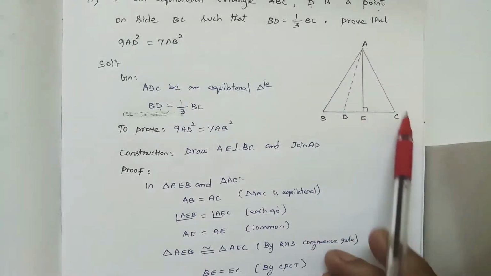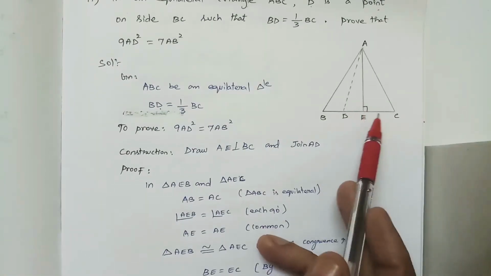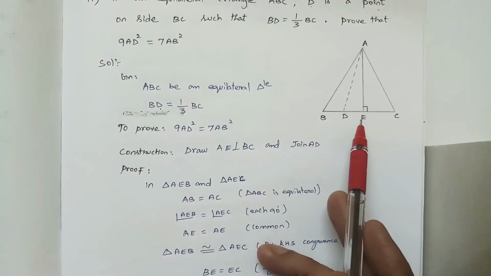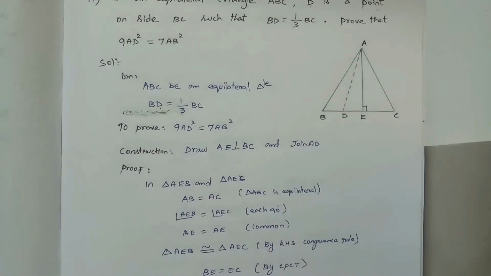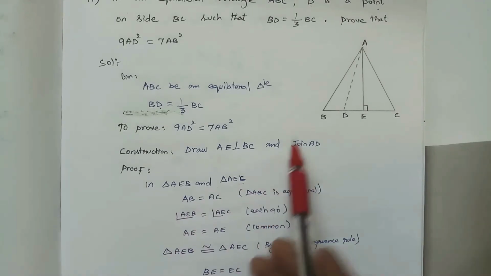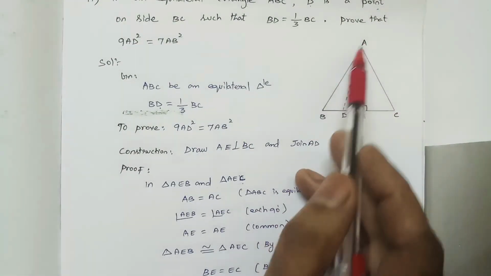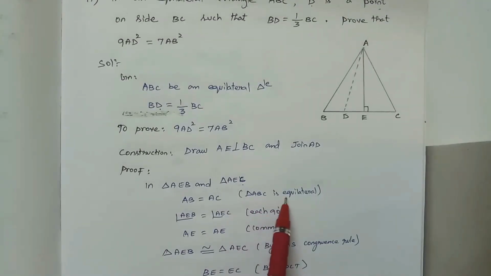AEB and AEC, these two triangles, we are choosing and proving that they are congruent. If these two triangles are congruent, then the corresponding parts of congruent triangles are equal. So in triangle ABE and triangle AEC, AB is equal to AC because two sides are equal. In an equilateral triangle, AB equals AC. Triangle ABC is an equilateral triangle.